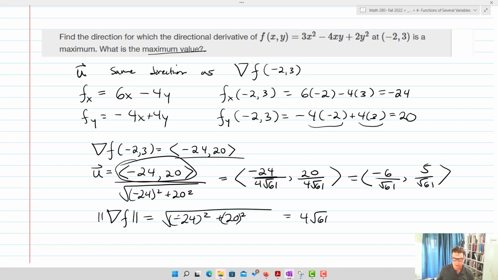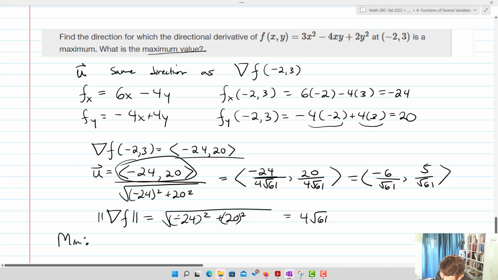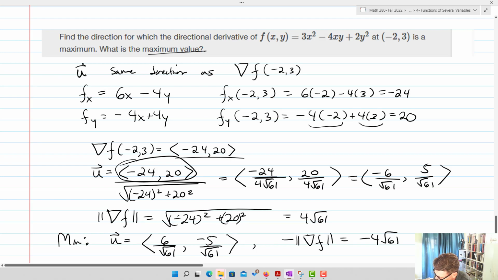To find the minimum, we would go in the opposite direction. So u would be equal to 6 over root 61, comma, negative 5 over root 61. That's the exact opposite direction; we just multiply u by negative 1. And the min would then be negative the magnitude of grad f, which equals negative 4 root 61, and that would give me my minimum. Hopefully that displays how we'd go about finding these minimums or maximums.